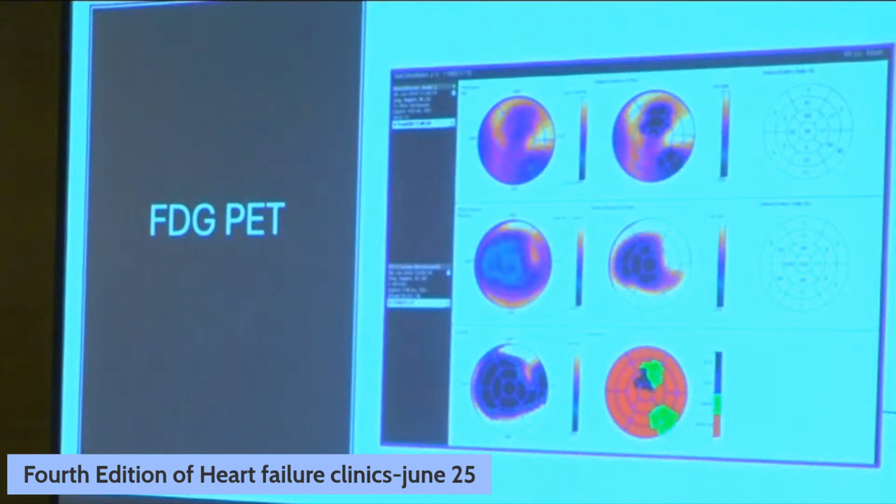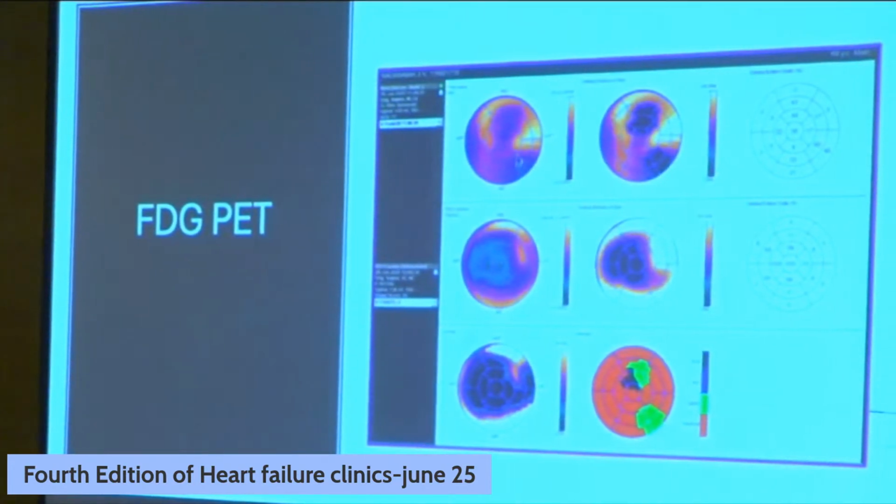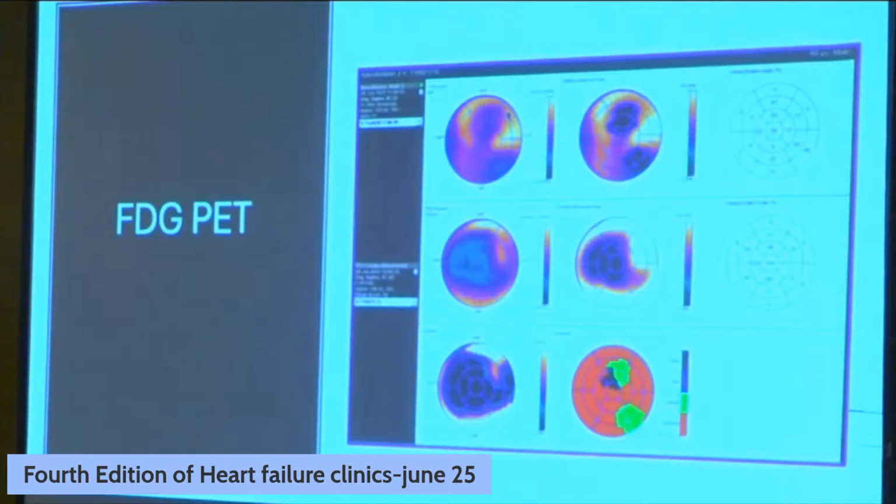So what I did was I sent him for an FDG PET. Here you can see that the perfusion is not there.